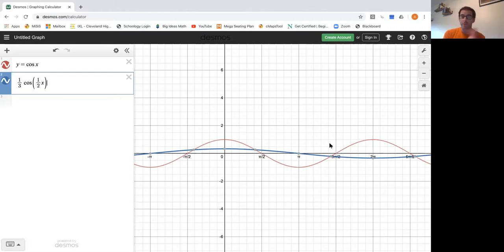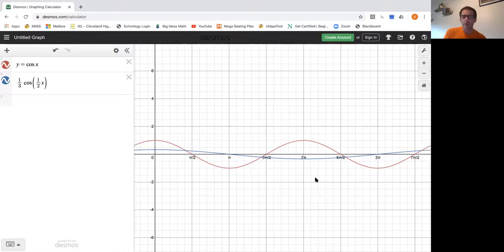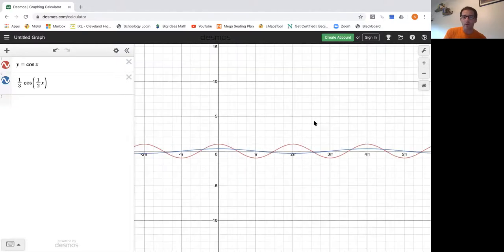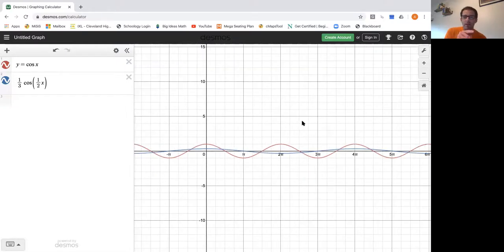So let's look at blue. We start at a smaller mountain, 1/3 of the height, top of the mountain, all the way down to the bottom of the valley. That's half of a cosine, and that's where it is at 2 pi. So how long does it take in blue to finish out one cycle? Mountain to valley to mountain. Well, that's 2 pi divided by 1/2, or 4 pi. So one period is 4 pi.